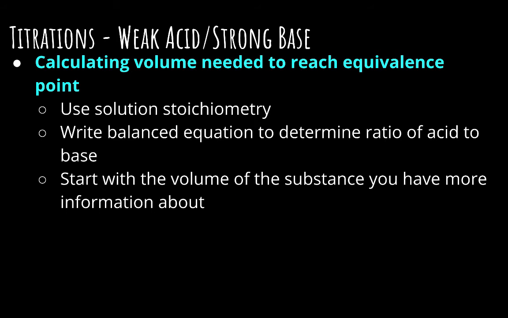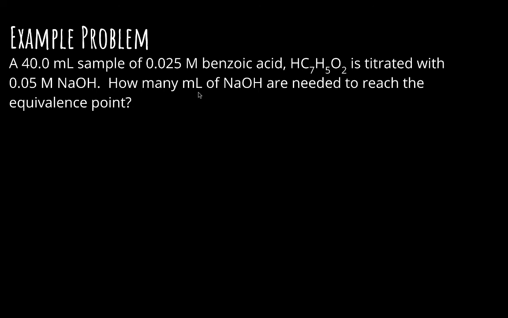So if I'm calculating volume needed to reach the equivalence point for a weak acid, strong base, the method is going to be the same as what it was for a strong acid, strong base. So I'm going to use solution stoichiometry, use my balanced equation, start with the volume of the substance I have more information about. So for this one, I have a 40 milliliter sample of 0.025 benzoic acid, and it's titrated with 0.05 molar NaOH, and I want to know how many milliliters of NaOH are needed to reach the equivalence point.